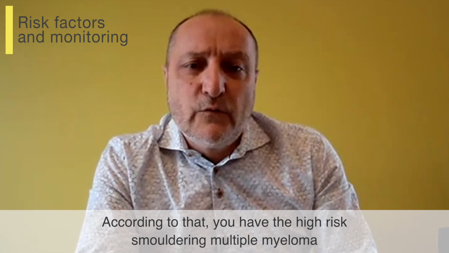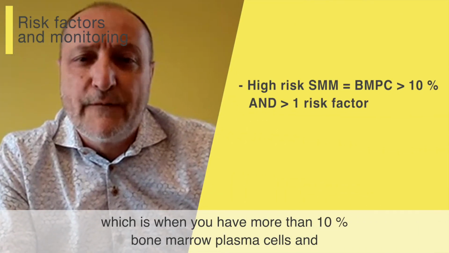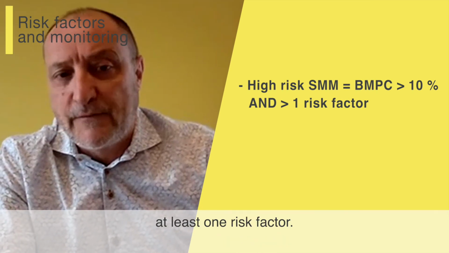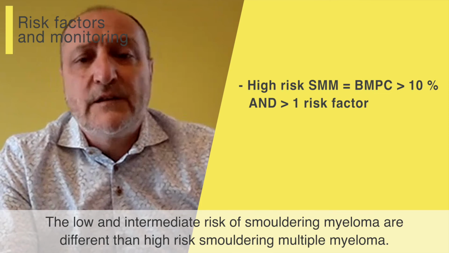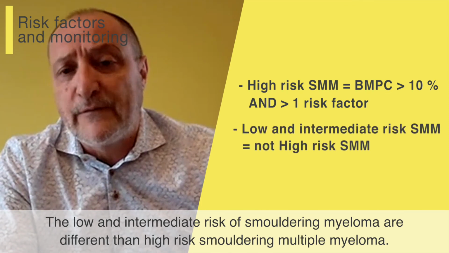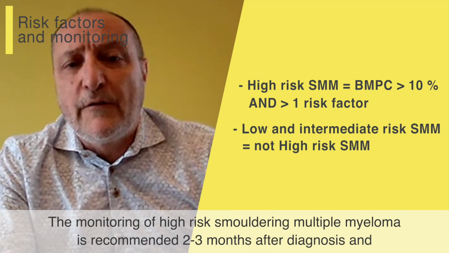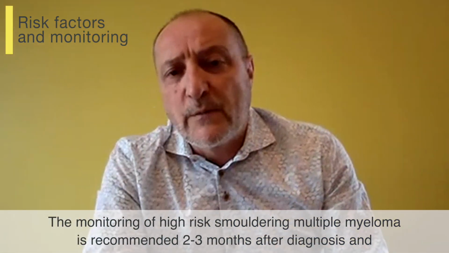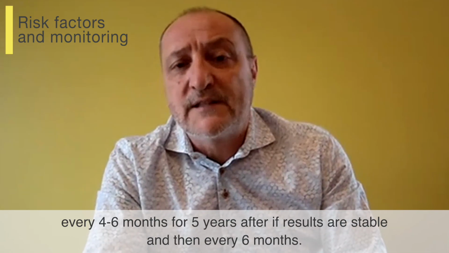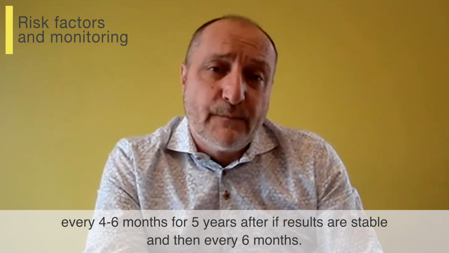According to that, you have the high-risk smoldering multiple myeloma, which is represented if you have more than 10% of bone marrow plasma cells and at least one risk factor. The low and intermediate risk smoldering myeloma are different from the high-risk smoldering multiple myeloma. The monitoring of high-risk smoldering multiple myeloma is recommended 2-3 months after diagnosis and every 4-6 months for 5 years after if the results are stable, and then every 6 months.